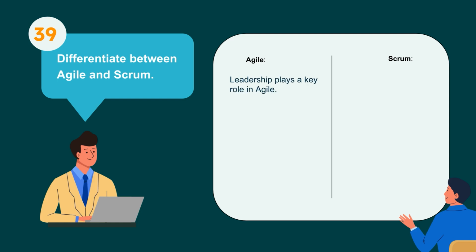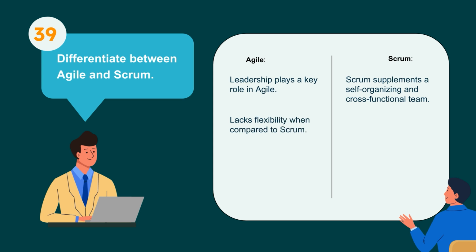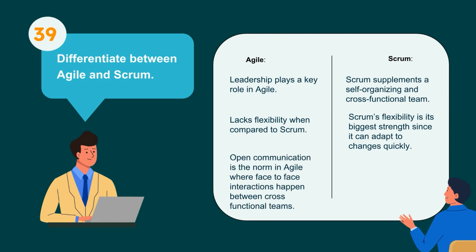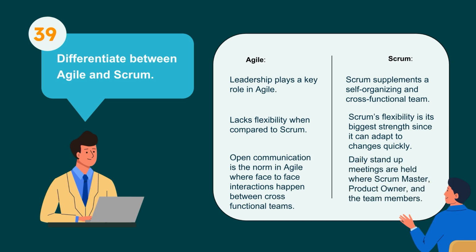Leadership plays a key role in Agile. Scrum supplements a self-organizing and cross-functional team. Agile lacks flexibility when compared to Scrum. Scrum's flexibility is its biggest strength since it can adapt to changes quickly. Open communication is the norm in Agile, where face-to-face interactions happen between cross-functional teams. Daily stand-up meetings are held in Scrum, where the Scrum Master, product owner, and the team members attend.